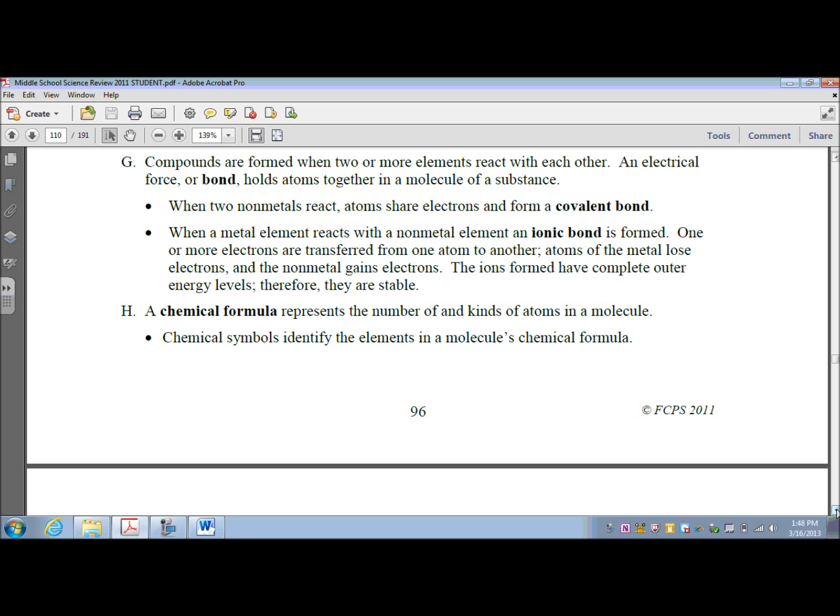When a metal element reacts with a nonmetal element, an ionic bond is formed. 1 or more electrons are transferred from one atom to another. Atoms of the metal lose electrons, and the nonmetal gains electrons. The ions formed have complete outer energy levels. Therefore, they are both stable.